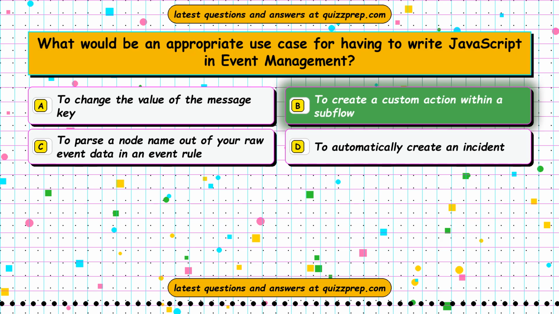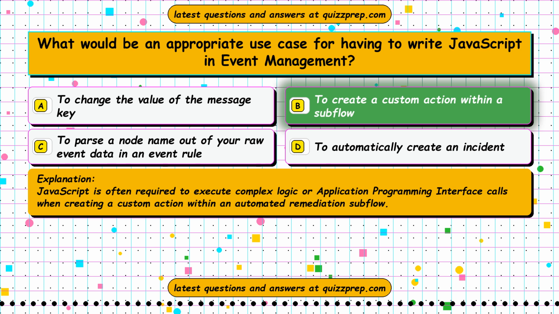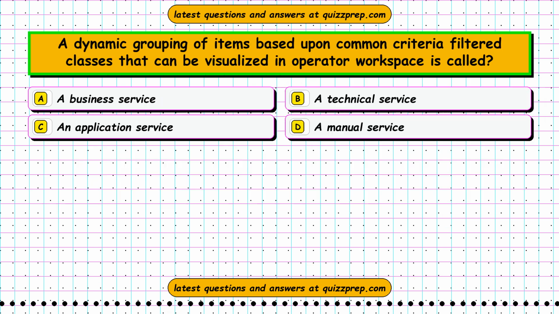The correct answer is option B. To create a custom action within a subflow. JavaScript is often required to execute complex logic or application programming interface calls when creating a custom action within an automated remediation subflow.